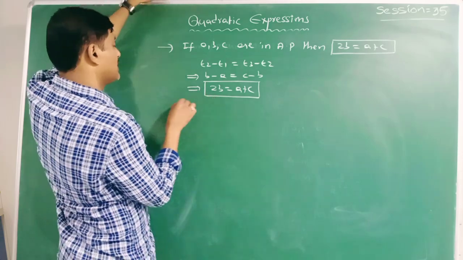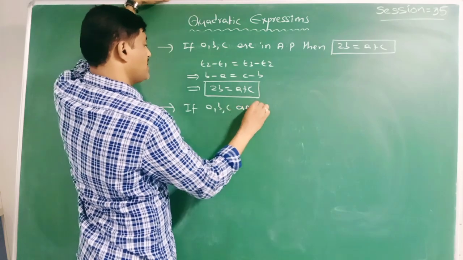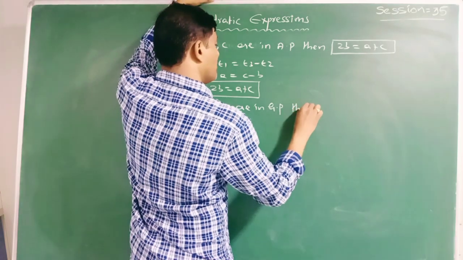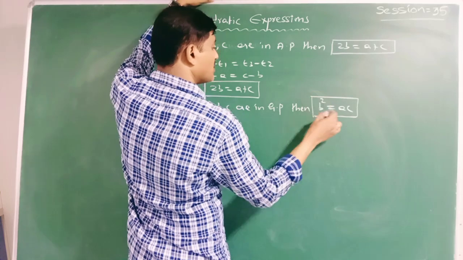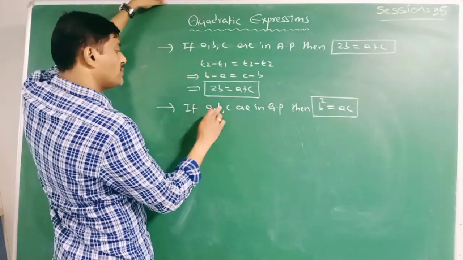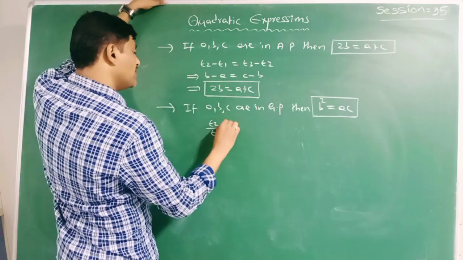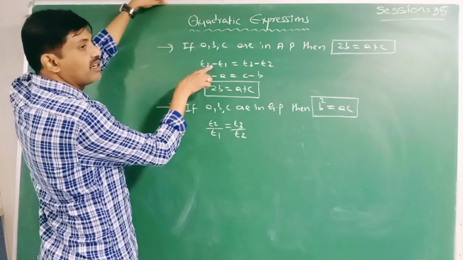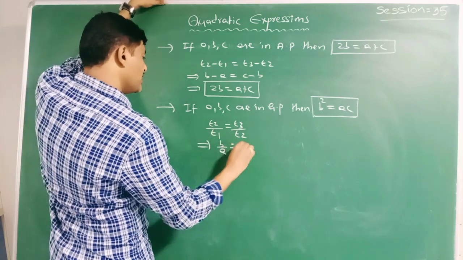Yes, next one, if A, B, C are in GP, that is geometric progression, then B square is equal to AC. Middle square is equal to first into last. How do you get this? Here we have to take the common ratio, that is T2 by T1 is equal to T3 by T2. Here we should take the ratio, whereas in AP the difference. Okay, what is T2 here? B by A is equal to what?